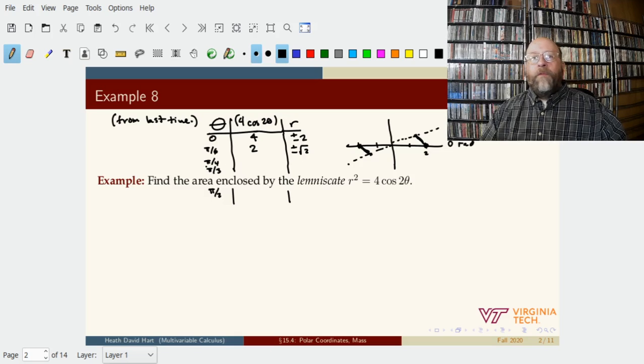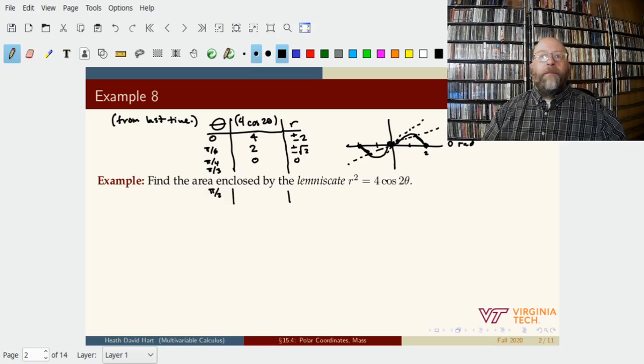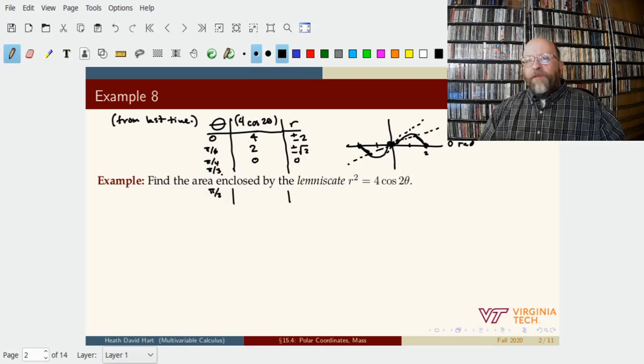When theta is pi over 4, 2 theta is pi over 2. Cosine of pi over 2 is 0. And so we get a 0 for this. And so when my angle is 45 degrees, my radius is 0. And so this point connects into here, and this point connects into here. And then strange things start to happen.